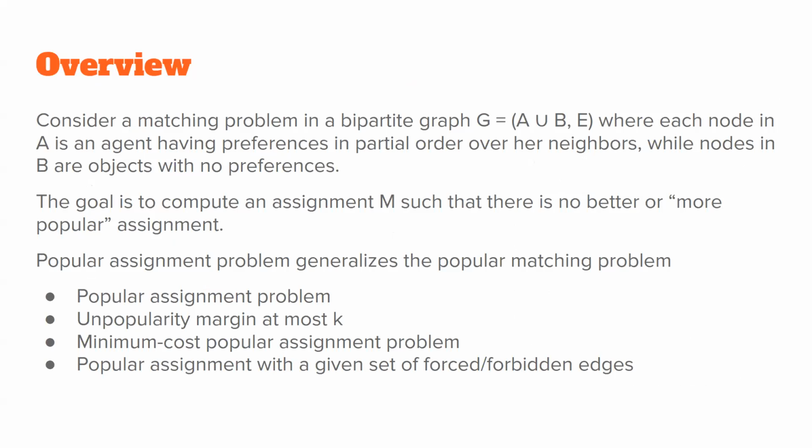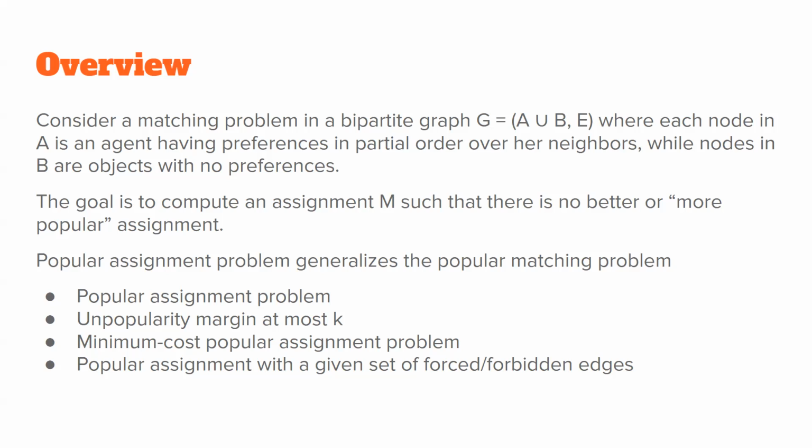So we consider a matching problem in a bipartite graph G, where each node in A is an agent having preferences in partial order over their neighbors, while nodes in B are objects with no preferences. So this is a one-sided preference. The size of the matching is more important than the node preferences. Thus, we are interested in maximum matchings only.